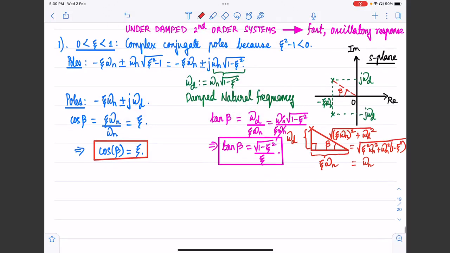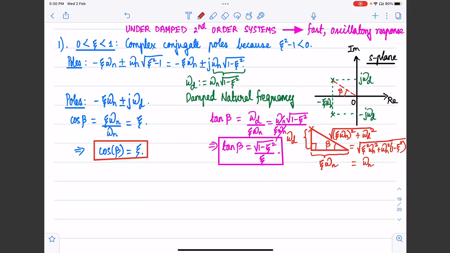So we have had a visualization of the two poles on the S-plane, and what we are saying is that the cosine of this angle beta is that parameter. All right, so any questions till now?